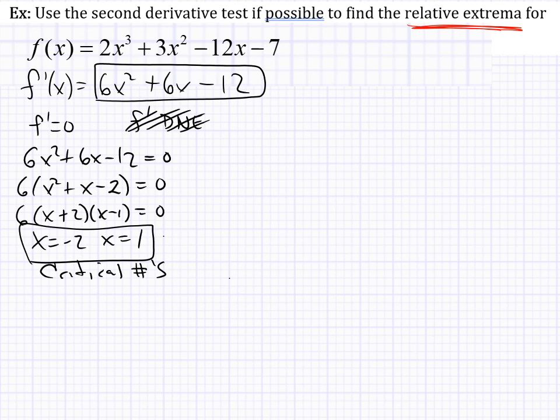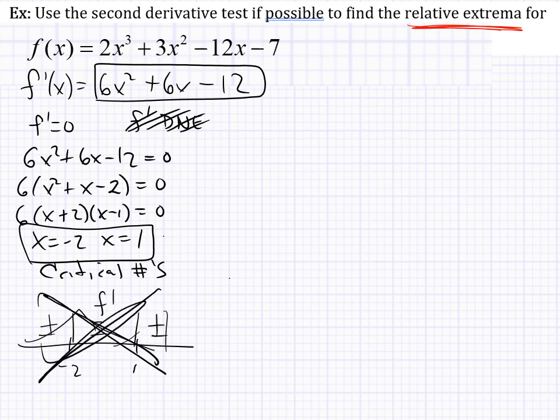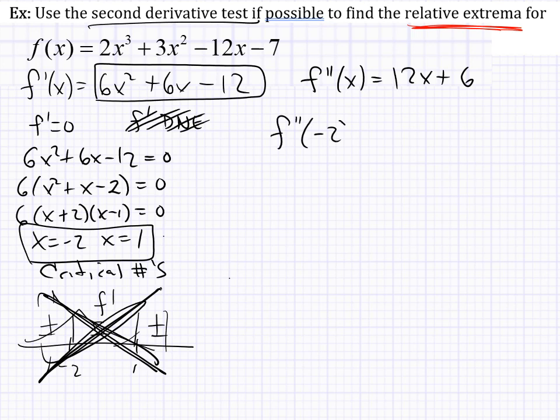We can then start using our table, lay these out, and look at the first derivative and determine plus, minus with each one of these and see what happens, increasing, decreasing, whatever. But we're not going to do that right now. That's the first derivative test. We want to use the second derivative test. So what the second derivative test says is, okay, find the second derivative. Very easy to do here, which would then be 12x plus 6. And what we're going to do is evaluate the second derivative at each of these critical numbers. So negative 2 and 1.